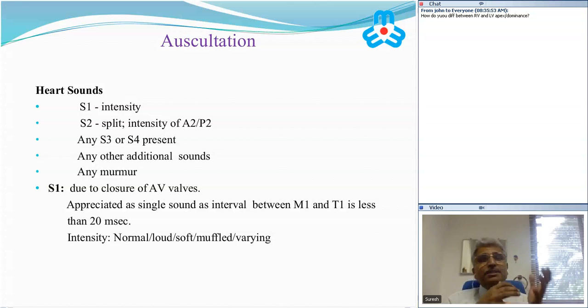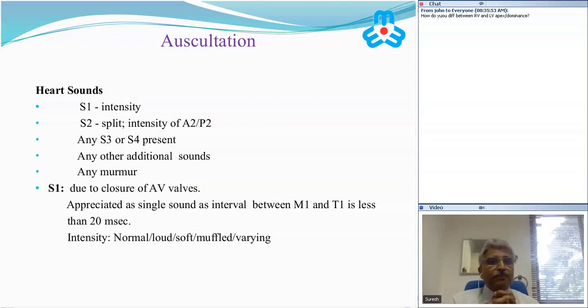How is the first sound produced? It is produced by the closure of the atrioventricular valve. It is appreciated as a single sound because the normal sound is produced by the mitral component and the tricuspid component. We call it the M1 and the T1. Normally, the M1 and the T1 are close together. It is estimated that the human ear does not perceive a difference between two sounds unless it is separated by at least 20 to 30 milliseconds. So, less than 20 milliseconds is the normal M1 T1 interval, and therefore the first sound is heard as a single sound.